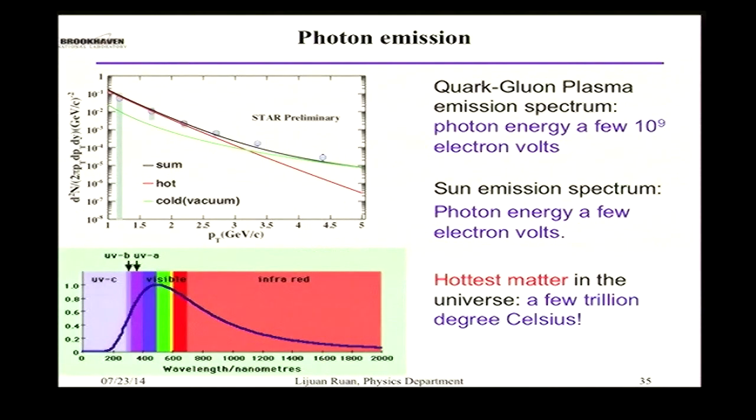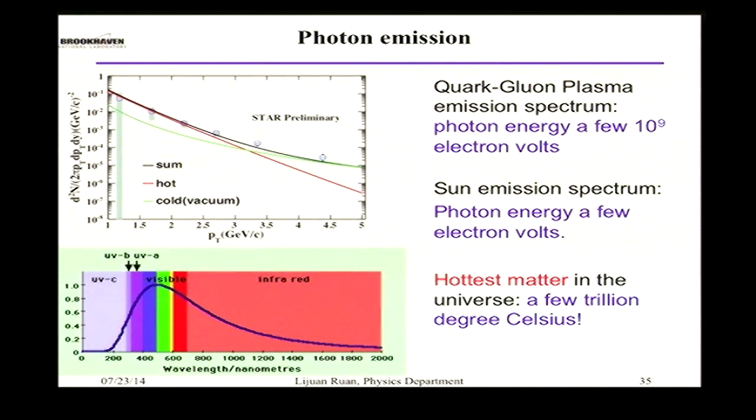So as I said, from the sun's emission spectrum, we can know the temperature of the sun. So here just shows you the sun's emission spectrum, and this is in wavelength, nanometer scale. From that, you can convert into energy. That means photon energy is only a few electron volts. And from the quark-gluon plasma emission spectrum, the photon energy can achieve a few 10 to the 9th electron volts. You just compare these two numbers, and you know how hot the quark-gluon plasma is compared to the sun.